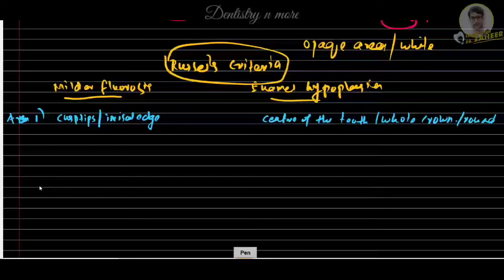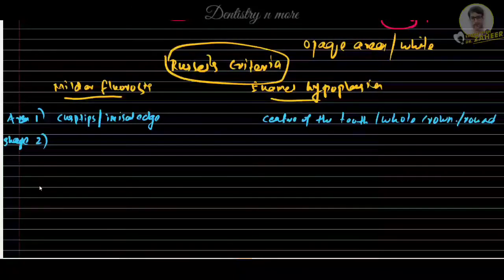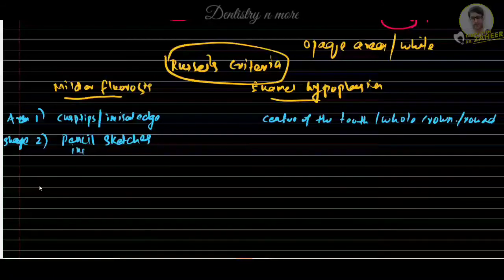The second one is the shape of the lesion. We discussed the area, now we have shape. This is the most striking differentiating feature. In fluorosis, the shape will be pencil lines, because it follows incremental lines, like pencil sketches.